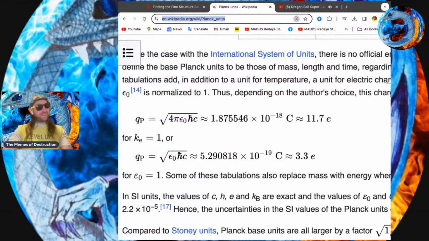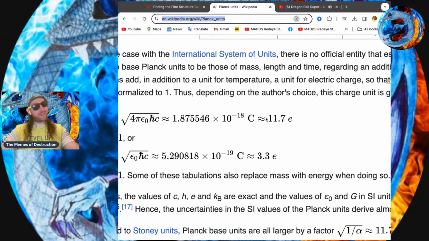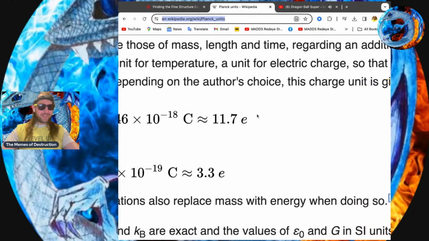And of course, they have this Planck charge. The square root of 4 pi times the electric constant times h bar times the speed of light equals approximately some number times 10 to the negative 18 coulombs, which equals approximately 11.7 e. What is e? Well, that's the elementary charge. Technically, it could be the charge of the electron, which we classify as negative, or the proton, which we classify as positive. Very interesting how that seems to line up so well.